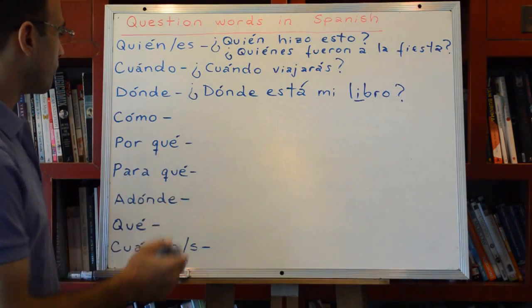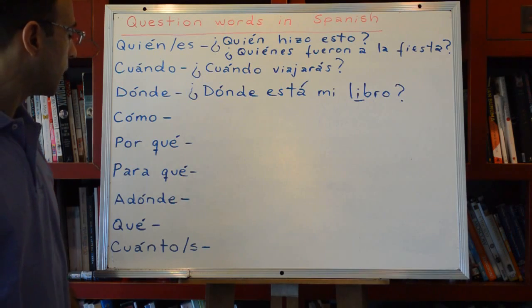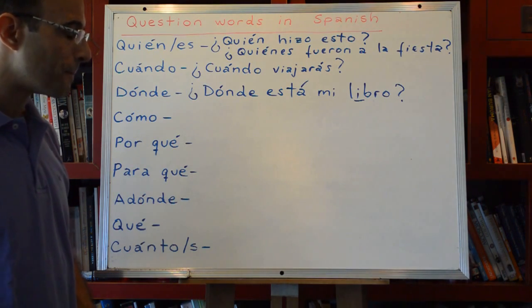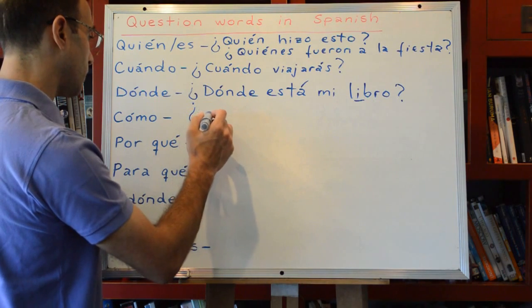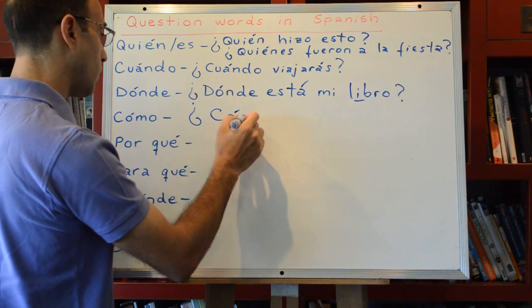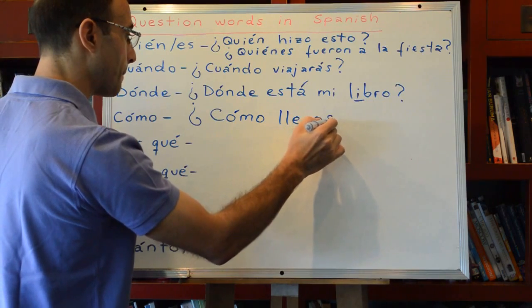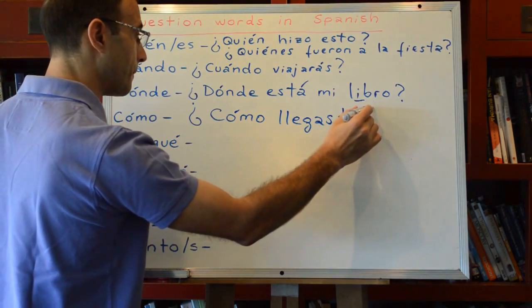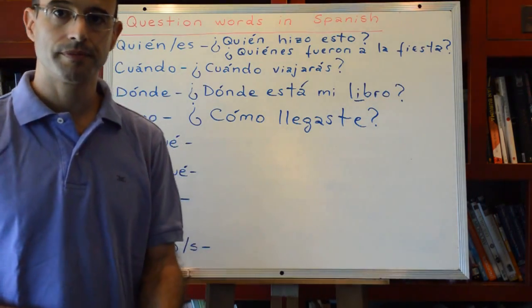Now, ¿cómo? Means how. How, for example. ¿Cómo llegaste? How did you arrive? ¿Cómo llegaste? How did you arrive?